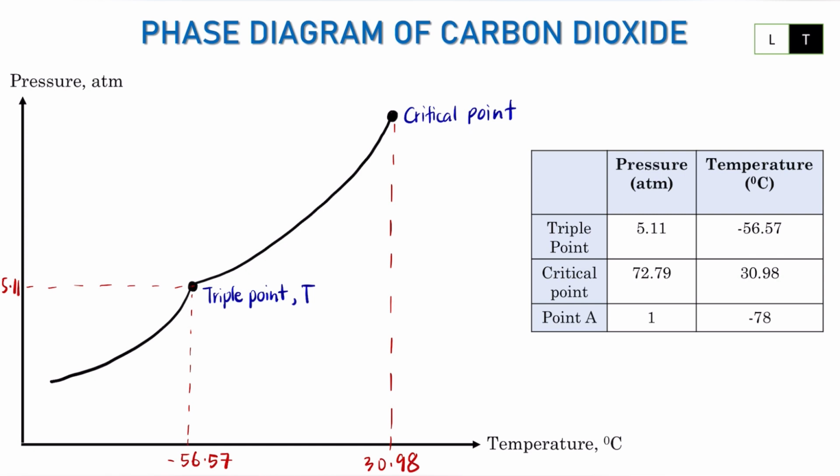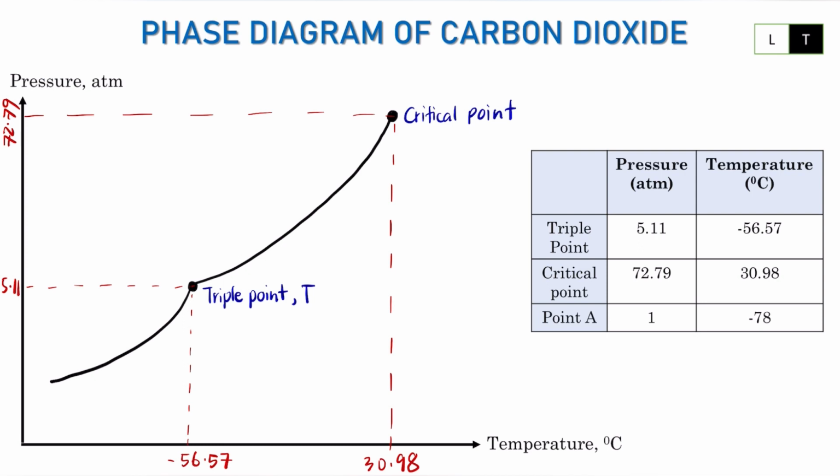And after that, saya juga ada pressure which will be 72.79. So saya draw kat sini. So this is ATM. Seterusnya, saya ada lagi satu line di mana line saya adalah melting line.